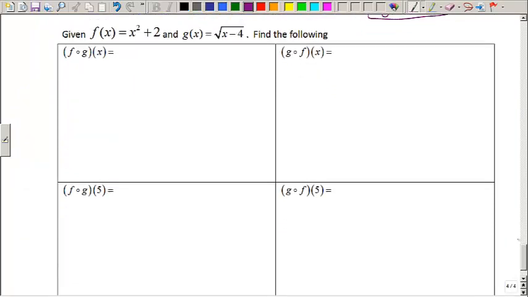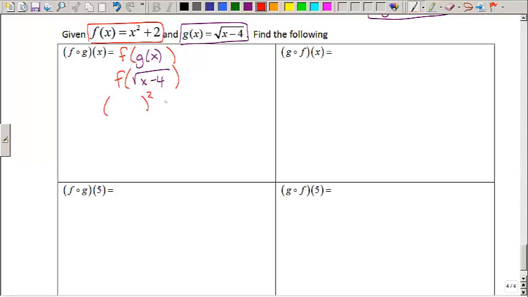I have one more example for you. We'll use f of x for red and g of x for purple this time. So in order to find f of g of x, I have to substitute g of x with the square root of x minus 4. I'm taking the result of g of x and I'm composing that with f of x. So I'm taking the square root of x minus 4 and substituting it into f of x.